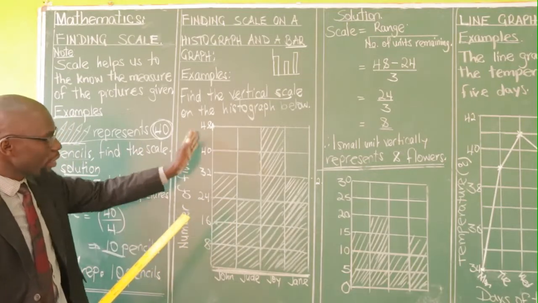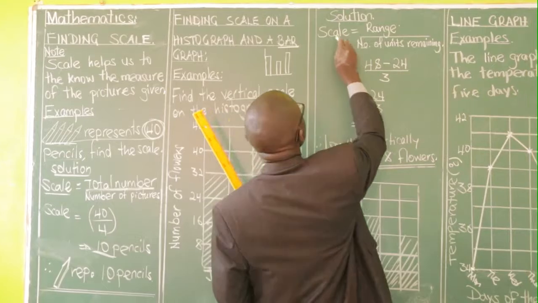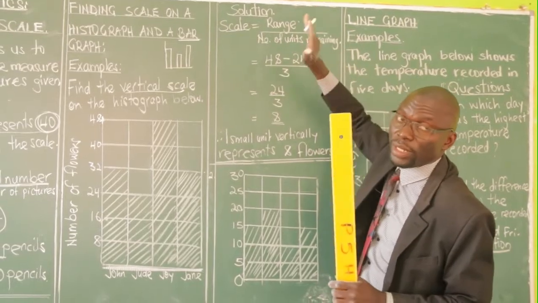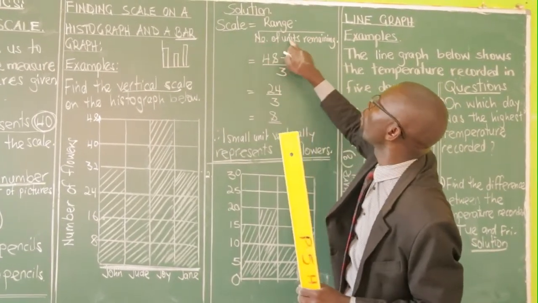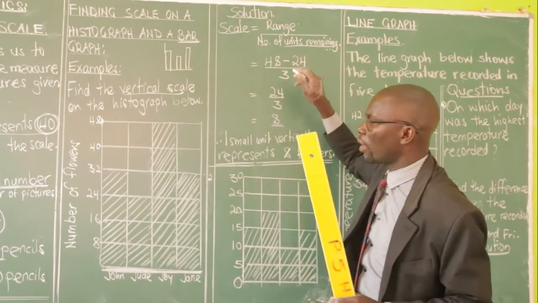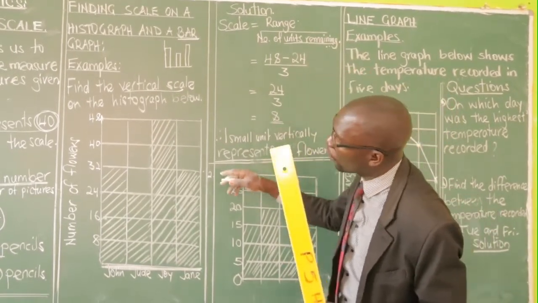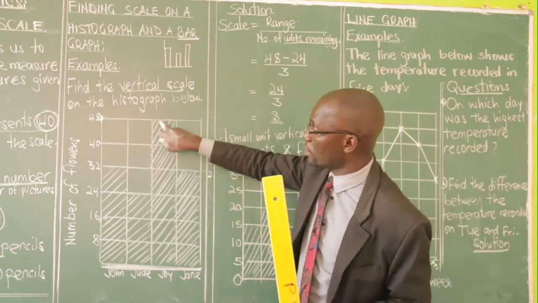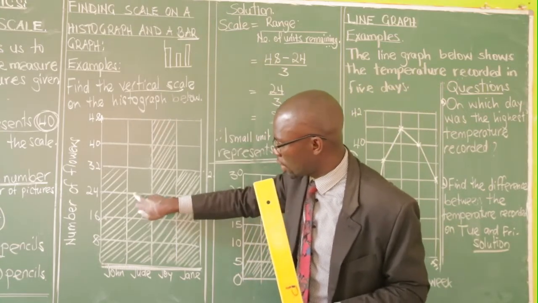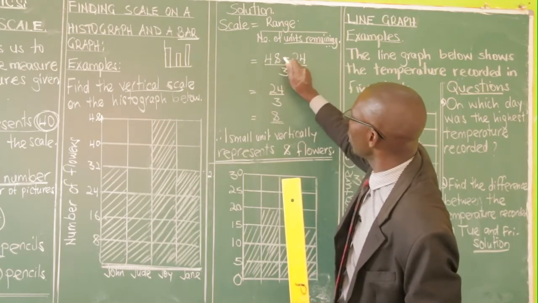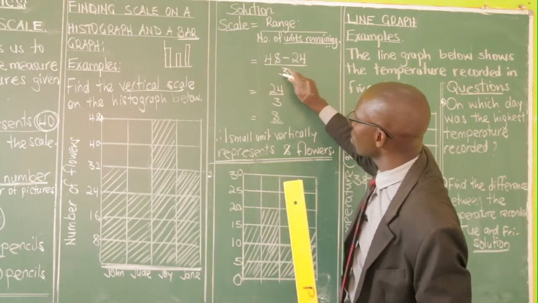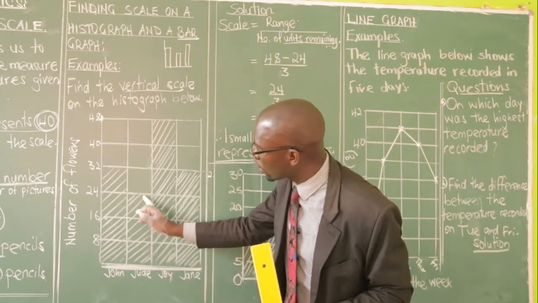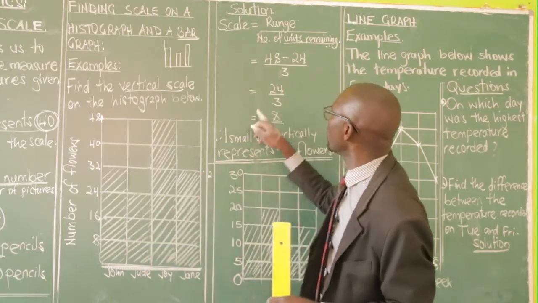It's like these people were either selling or picking or doing something connected to flowers. So finding the scale on the vertical axis, we shall say scale equals range. Range, remember I told you, is the highest value minus the lowest value, out of number of units remaining. Units remaining where? On that bar which has the least number of items. For example, here, what's the range? It is the highest, which is 48, minus the lowest, which is 24. Out of, where does the 3 come from? 3 is coming from how many units are on that bar which has the least. It is 1, 2, 3. So we divide by 3.